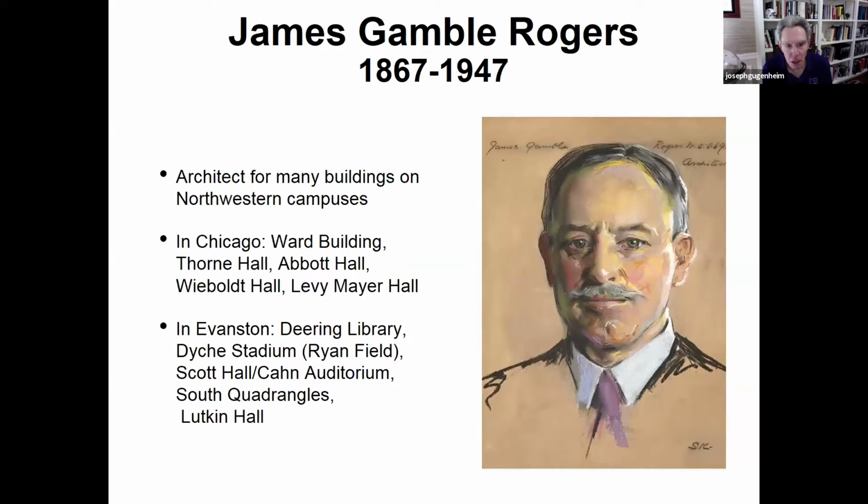Rogers was the architect for many of the buildings on the Northwestern campus, the original buildings, including the Ward Building, Thorne Hall, Abbott Hall, Wieboldt Hall, and Levy Hall. In Evanston, he also designed many of the buildings on the campus. Next.